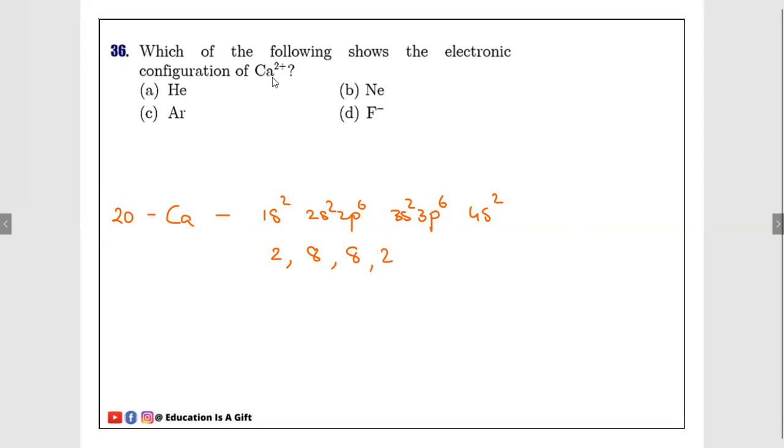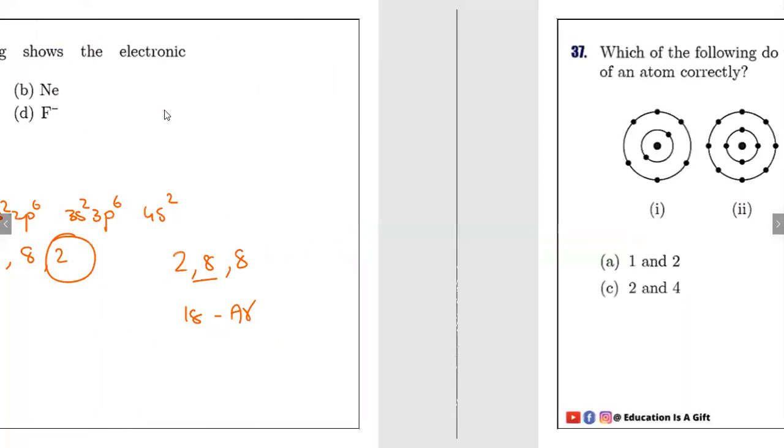But what they are asking is Ca2+. What is meant by 2+? 2 electrons should be removed. So if you remove 2 electrons, it will become what? 2, 8, 8. What is 2, 8, 8? It is 8 to 16 plus 18. 18 is argon. And if you observe option C, we have argon.